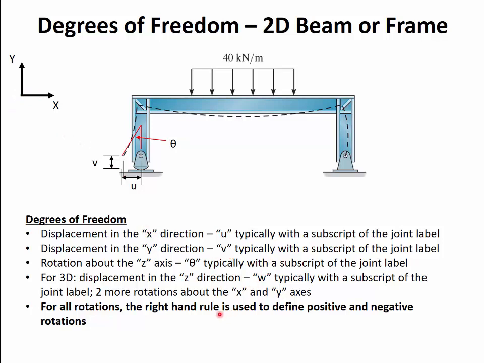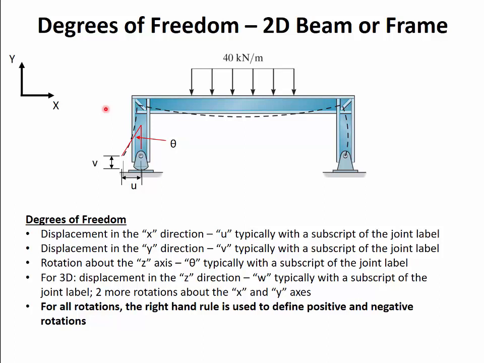And then we add 2 more rotations. This theta is actually a rotation about the z-axis. It rotates around the z-axis. We'd have another rotation around the x-axis, and then we'd have a third rotation around the y-axis. So when we go to 3 dimensions and we include rotations, we actually add 3 degrees of freedom.